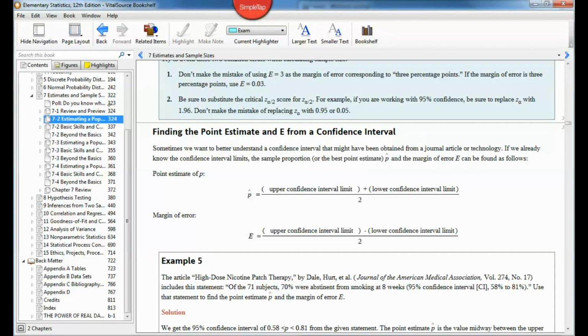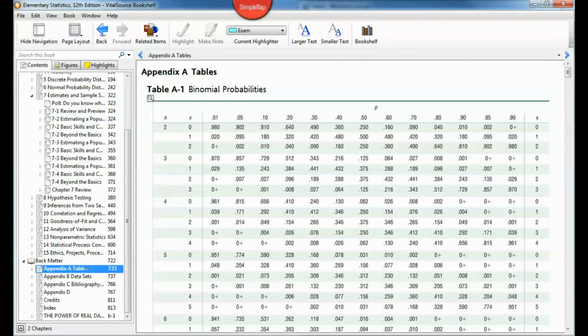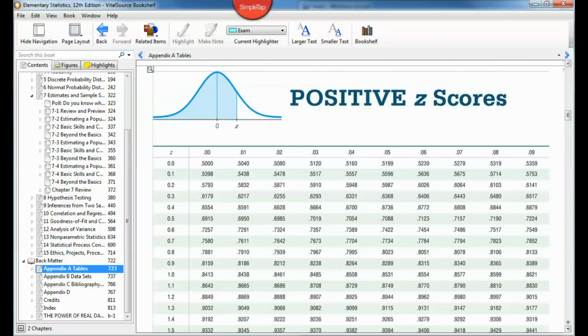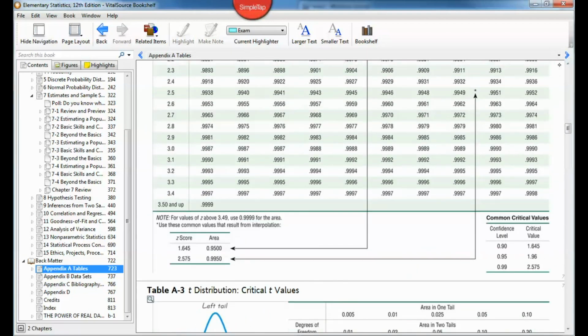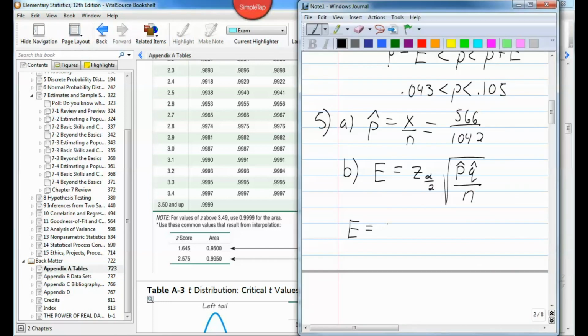If you look at your z-score chart, at the bottom of the positive z-score chart, you'll see common critical values: 90%, 95%, 99%. Since we were using a 99% confidence level, I use a critical value of 2.575. That's my critical z.